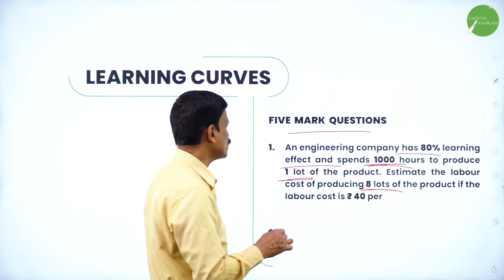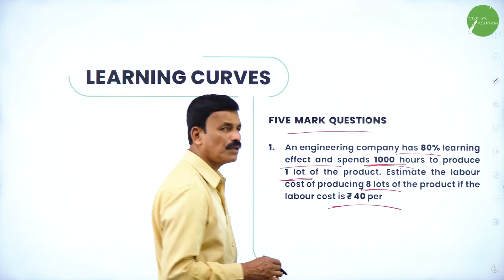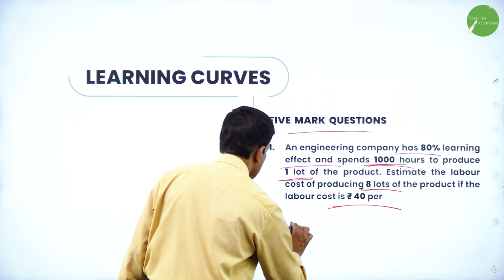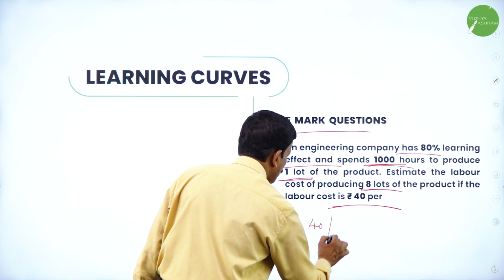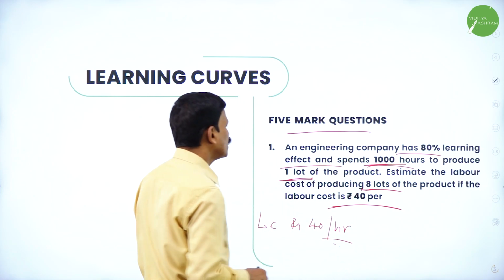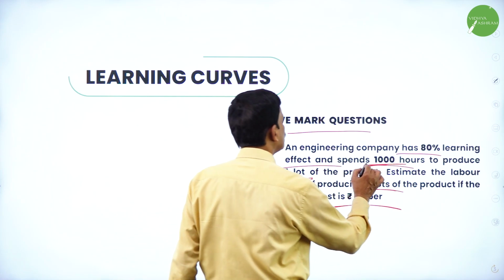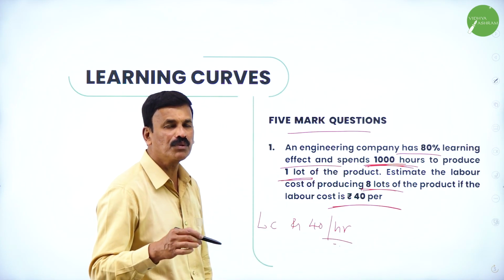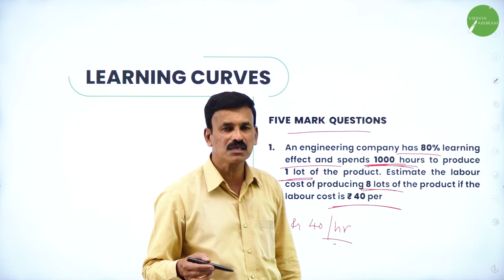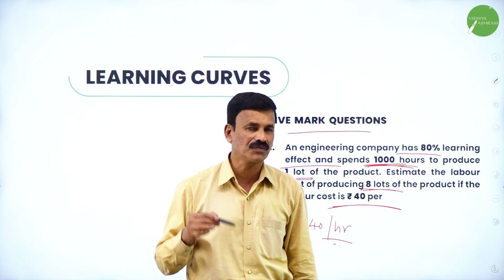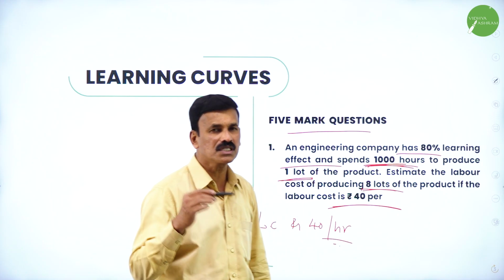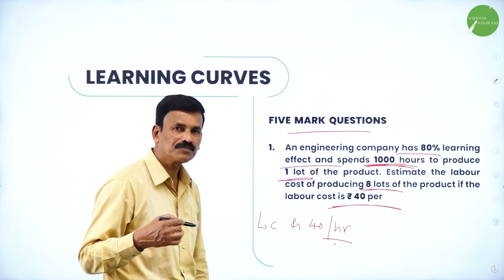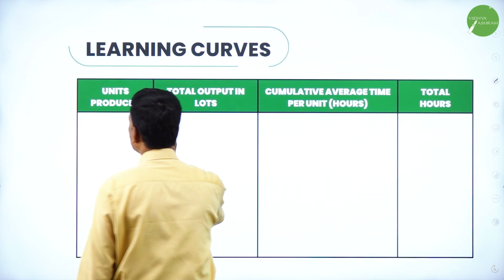The labor cost is rupees 40 per hour, and the production is 8 lots. What is the learning effect? 80%. Very simple. For 80%, 60%, 90% or 70%, we are going to use the units as 1, 2, 4, 8, like that. So let us move on to the units produced.